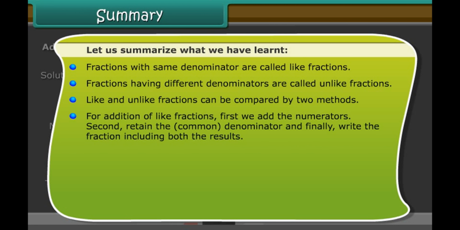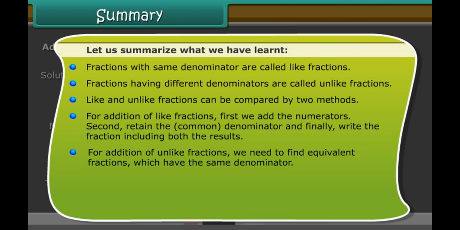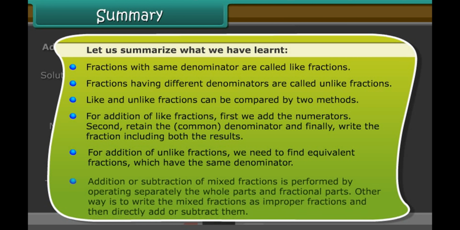For addition of like fractions, first we add the numerators, secondly, we retain the common denominator, and finally, write the fraction including both the results. For addition of unlike fractions, we need to find equivalent fractions which have the same denominator. Addition or subtraction of mixed fractions is performed by operating separately on the whole parts and fractional parts. The other way is to write the mixed fractions as improper fractions and then directly add or subtract them.